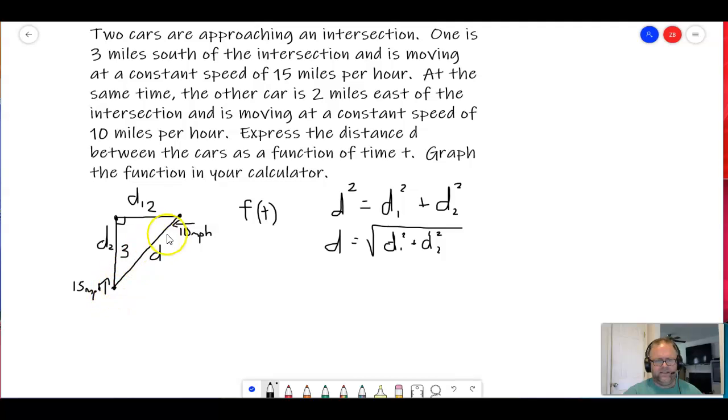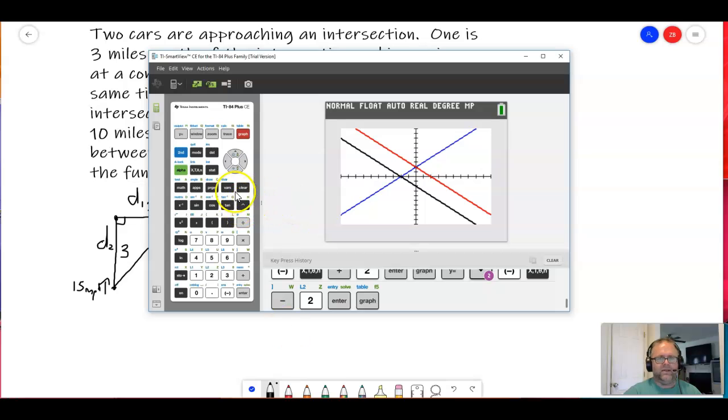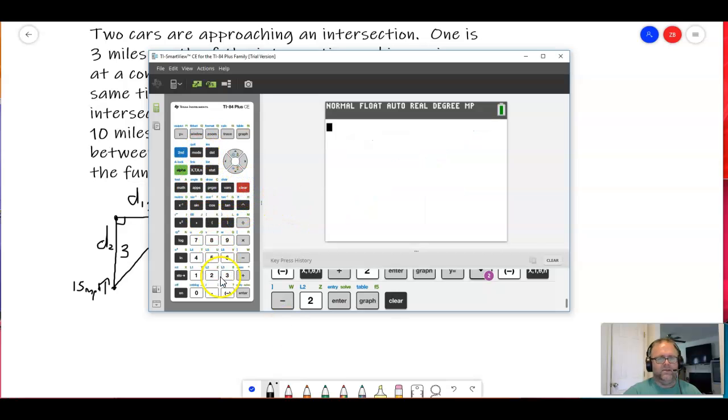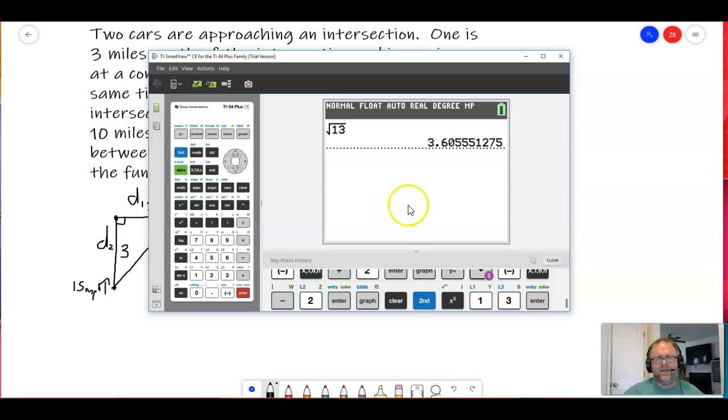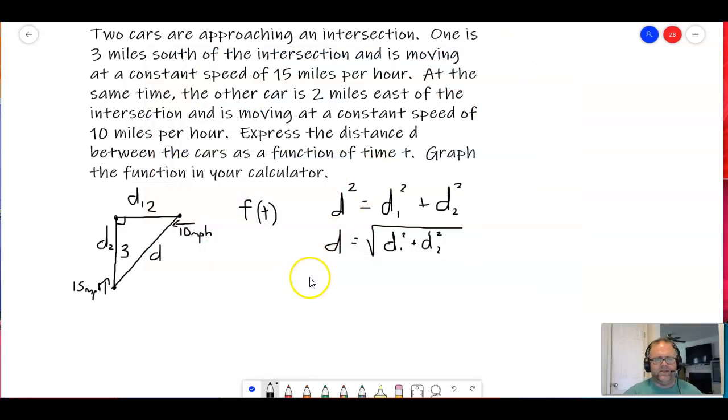So that's the distance between them right now, the square root of 13, which is, what is that? That's like 3.7. I might be wrong. Let me put it in here. Square root of 13, 3.6. So that's about 3.6 miles from each other.